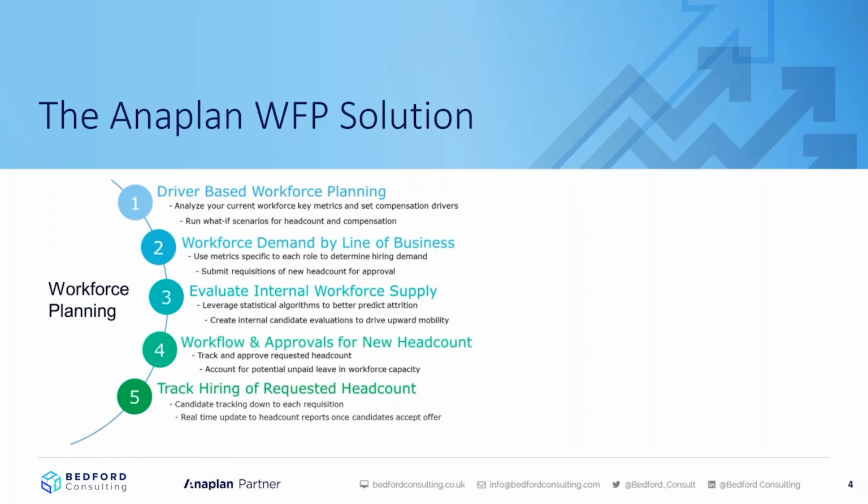So you can track and approve requested headcount and FTEs, and you can account for potential unpaid leave in the workforce capacity. Finally, tracking hiring of requested headcount. So here it could be as simple as cost center moves, people moving from one section of the business to another, from one company within a group to another, changing locations and changing currencies, and so on and so forth. Even allocating employees across multiple cost centers.